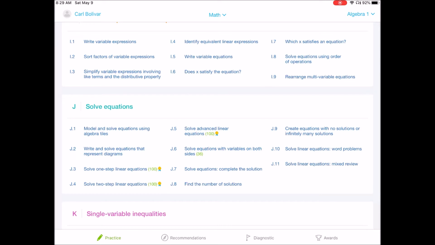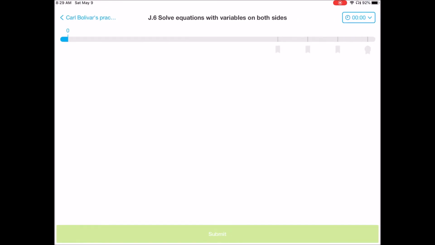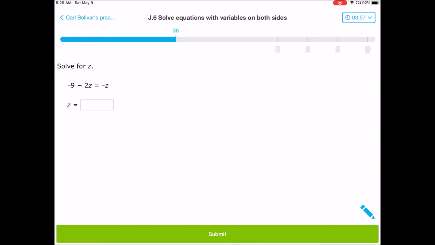Solve with variables on both sides. That's what we're doing today. I already did 36% of this, but it's pretty simple. It's like what we had last time with solving linear equations on both sides. We have -9 minus 2z, always write it out first, is equal to -z. Now we're going to try to take this variable and put it to the other side.